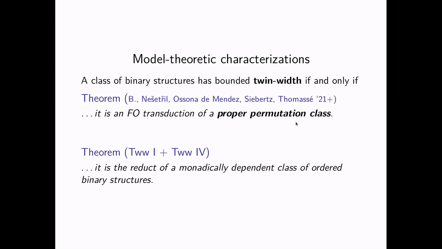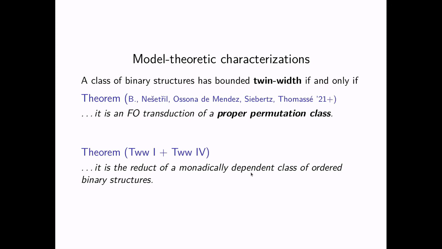So let's show both directions. If you're a monadically dependent class of ordered binary structures, we saw that this was equivalent to bounded twin-width. And in particular, you will have bounded twin-width. So the reduct is just that you ignore the order.